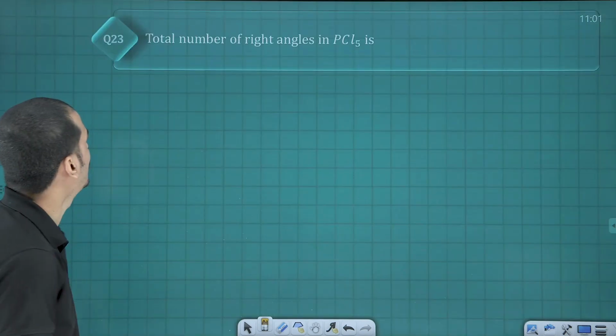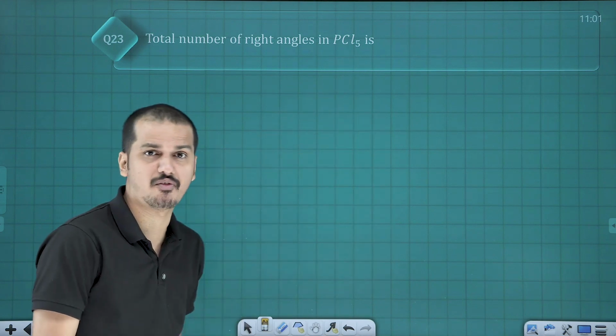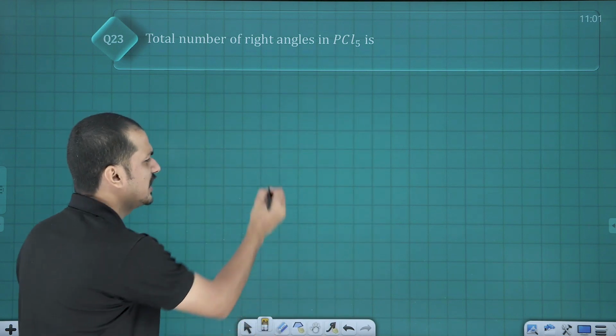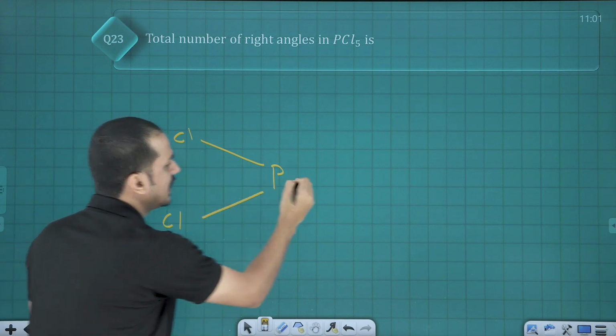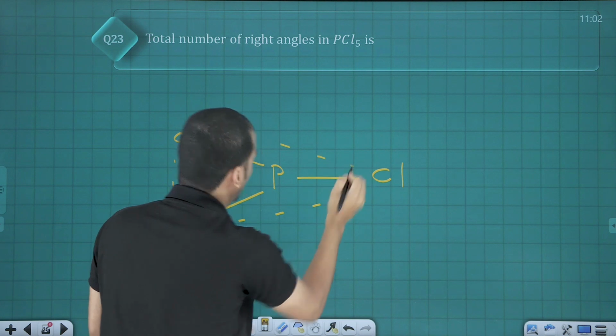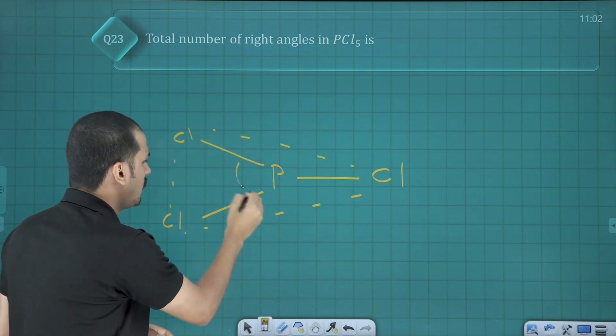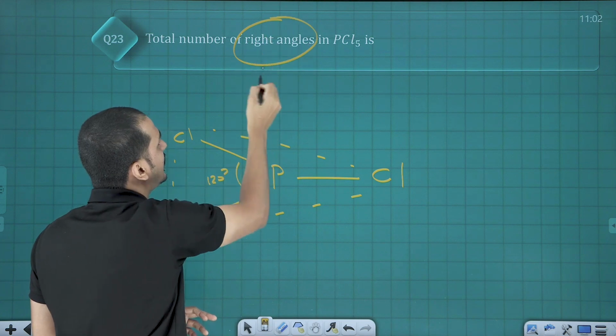So next question. Total number of right angles in PCl5. The idea is very simple. See, this is PCl5: P, Cl, Cl. They are in a plane, and they have a bond angle of 120 degrees. They are asking about right angles, meaning 90 degree angles.